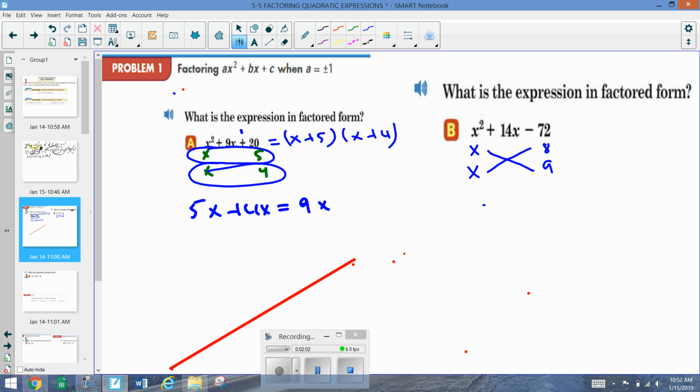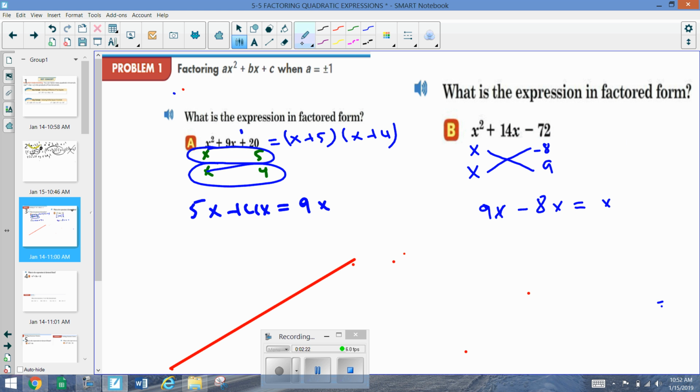And let's do this. 9x. Let's say one of them is negative, right? Minus 8x is equal to x. There's no way to get 14x like this. Does that make sense?